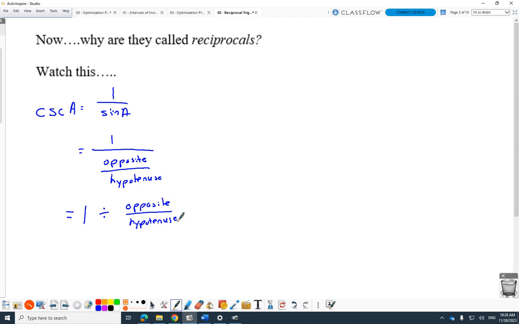What was the rule for dividing fractions? Yeah, flip it and change it to multiply. So what I'm going to do is change this to 1.